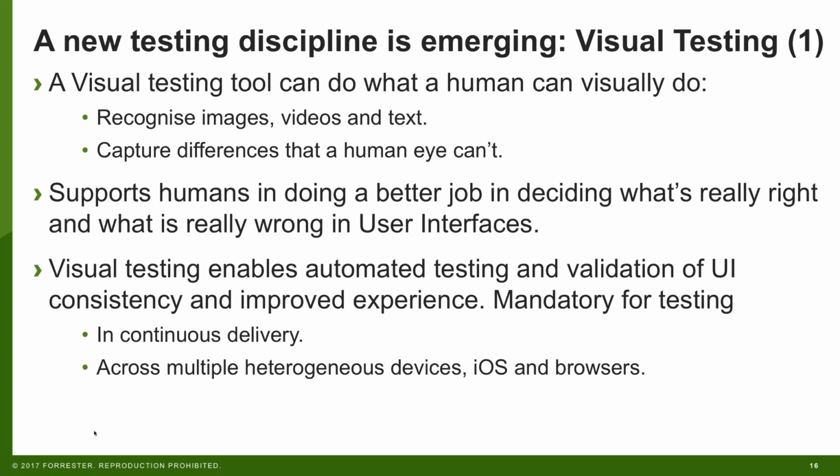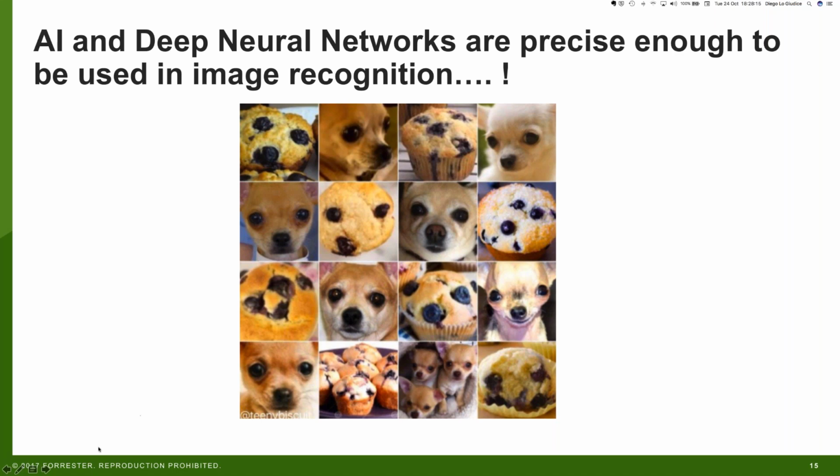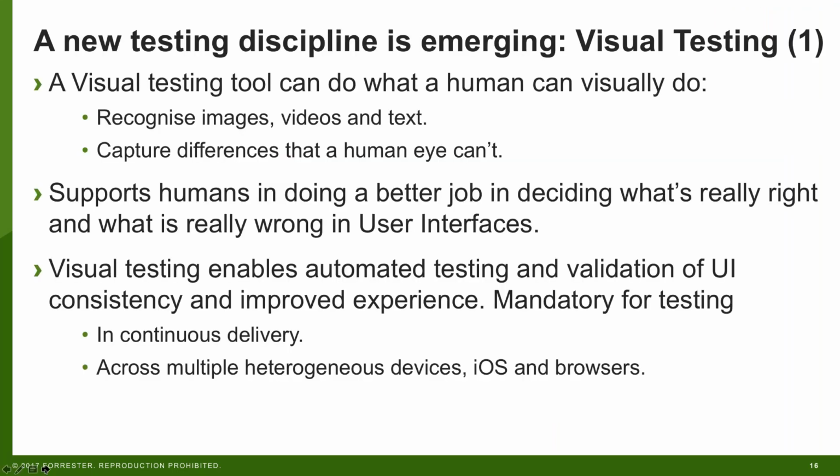I know Applitools has been doing this now for quite some time, but what we're seeing is this emerging discipline that we call visual testing, right? You have to think about how a human being tests a user interface, user experience. Who's the best today that can do that? Well, I would say a human, with his vision, has the best capabilities for recognizing images, videos, and text, for capturing even very difficult differences.